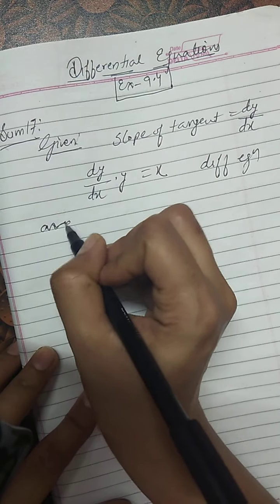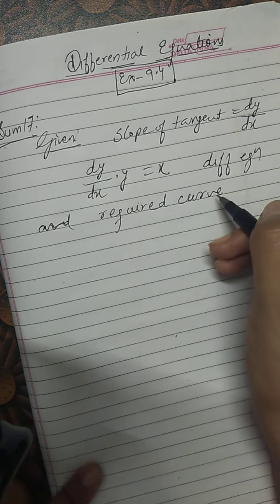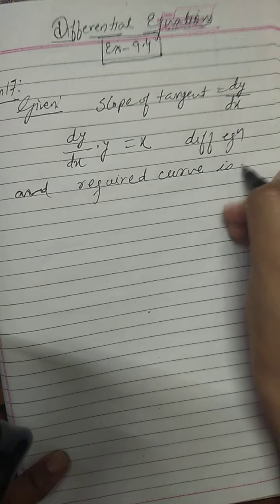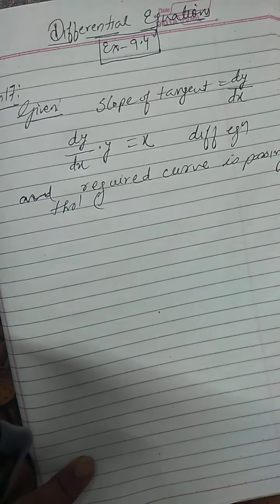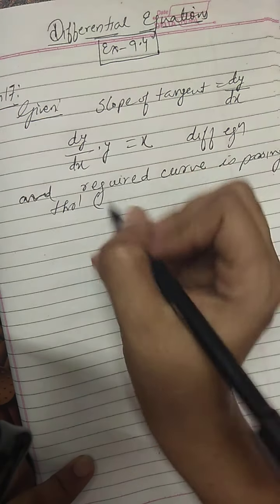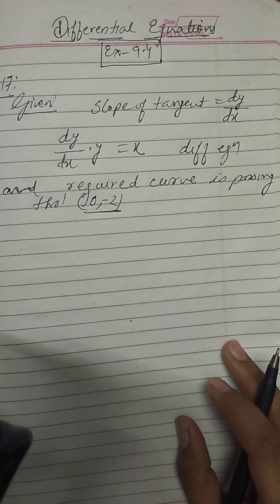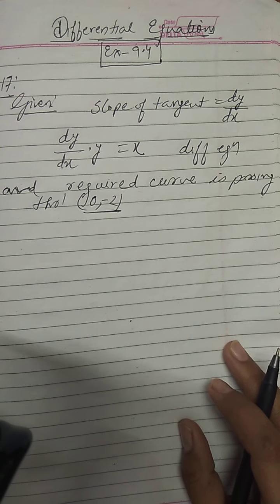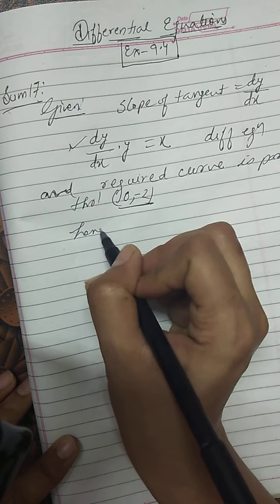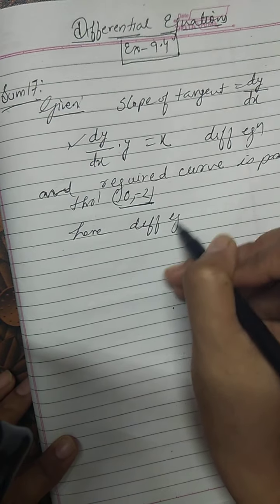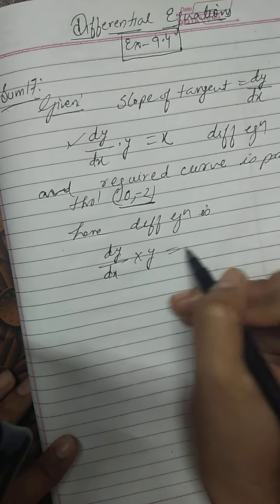The next thing given is that the required curve, the curve which we are supposed to find, is passing through the point (0, -2). So this point will help us find that particular curve which will be passing through this. So we are given this differential equation: dy by dx into y equals x.